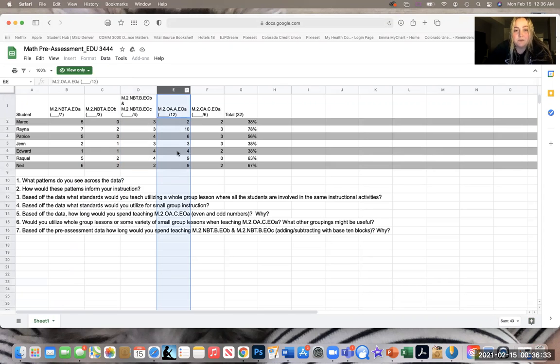This one would probably need the most work because there's a lot more differences amongst the students. So I'd probably want to cover that more in whole class discussion, as well as this one because nobody scored over a 50% in it. The second question is, how would these patterns inform your instruction? So this one, I'd probably want to pull these two students, and this is part of the question that asks what I would utilize for small group instruction.